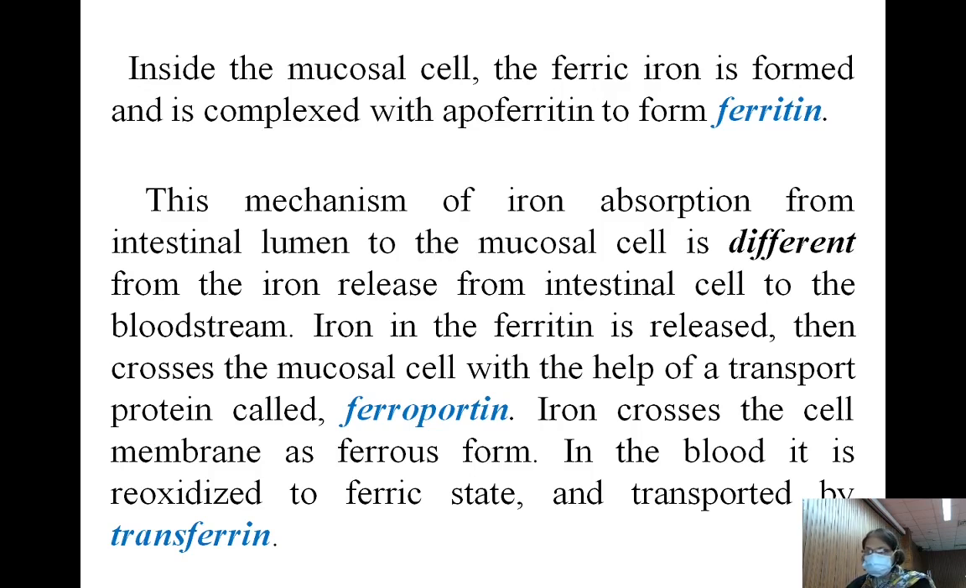This is the basolateral surface of the mucosal cell. Ferroportin is present on the basal surface of the mucosal cell, whereas DMT1 is present on the mucosal surface of the epithelial cell. Ferroportin is present in the basal part of the mucosal cell for the release of the iron. The iron crosses the cell membrane as the ferrous form. In the blood it is reoxidized to the ferric state and transported by transferrin. This is the mechanism.